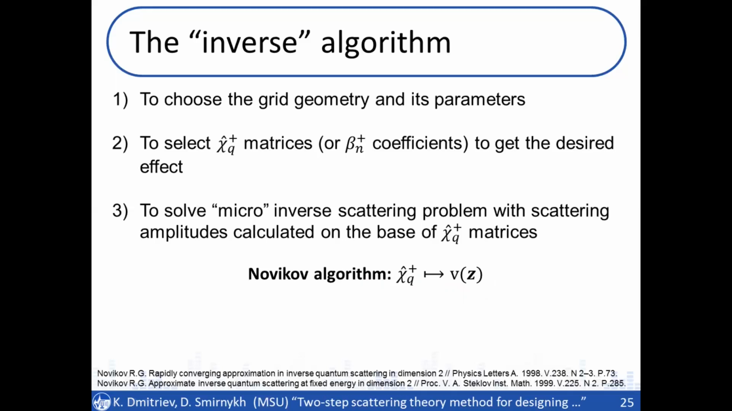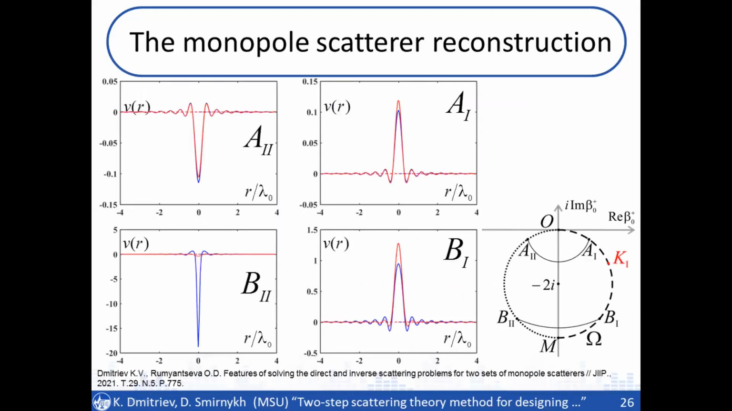We have tested the Novikov algorithm for different scatterers. For example, the results for monopole scatterers are presented. Corresponding points are marked on the circumference omega. The graphs represent scatterer function central cross sections. The red lines correspond to the ideal solution, and blue lines are the results of Novikov reconstruction.